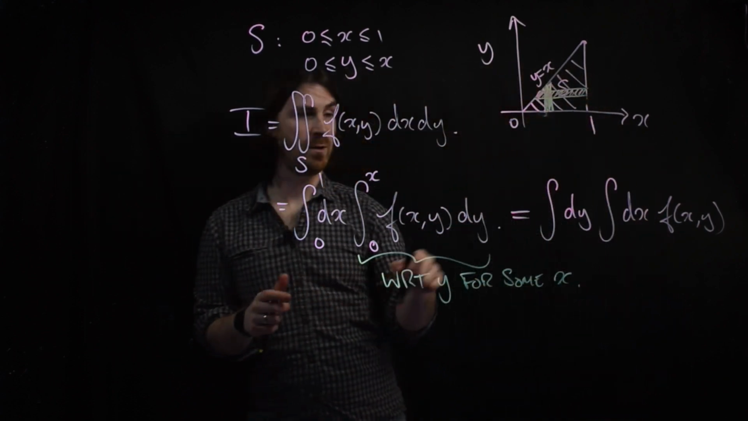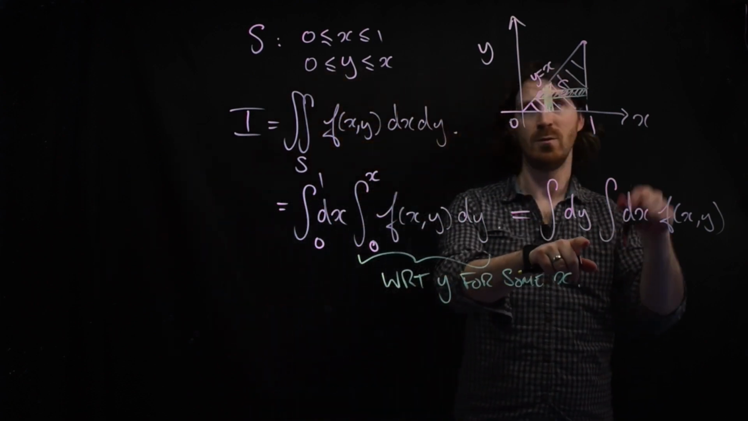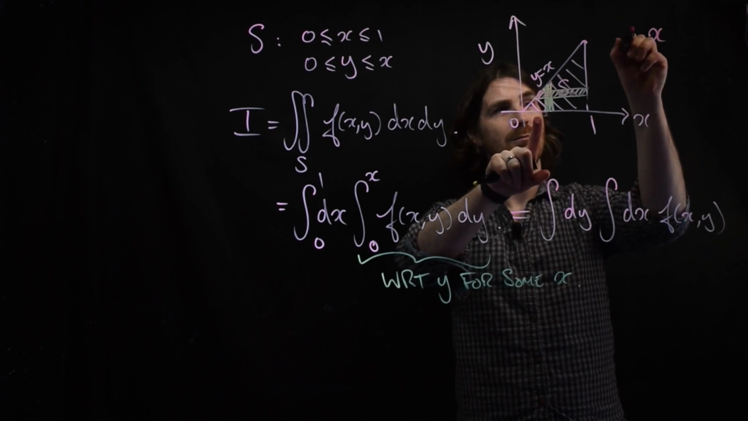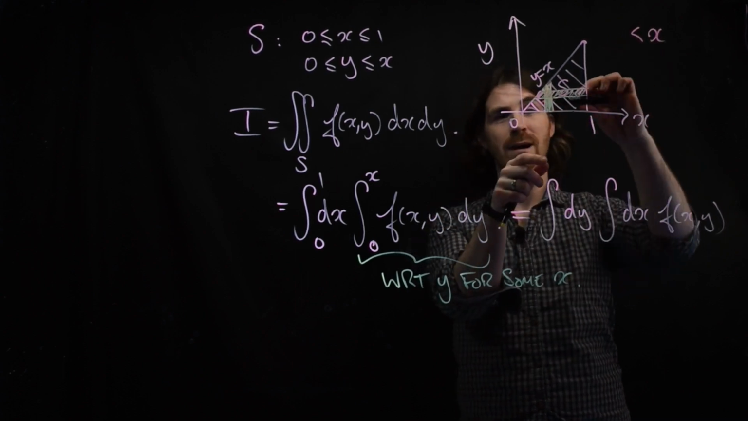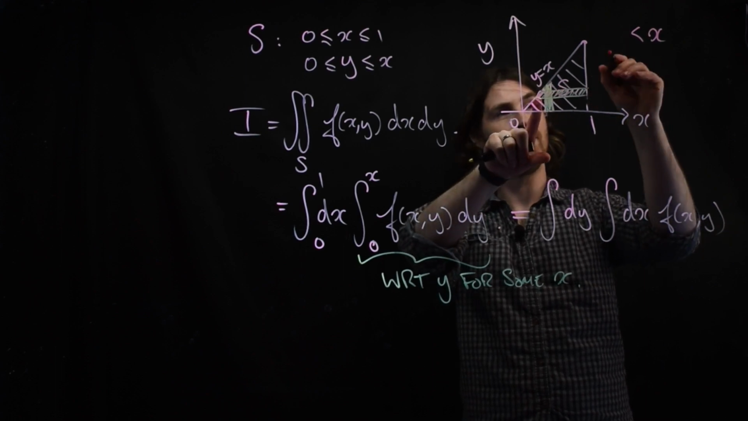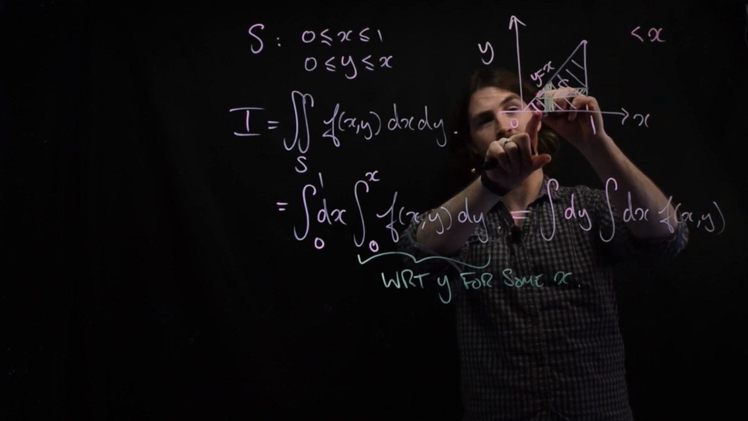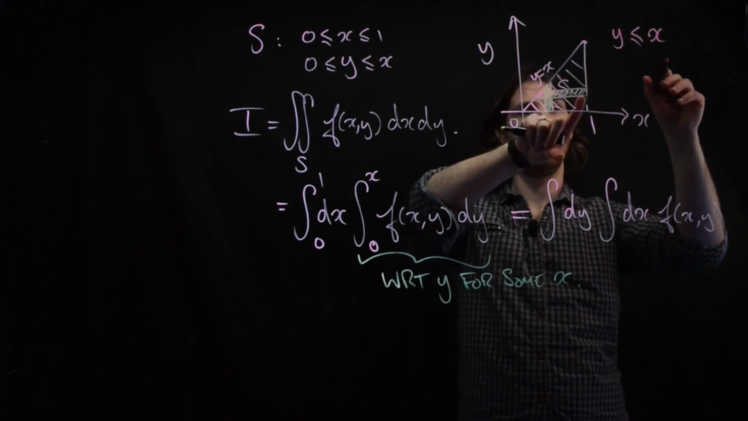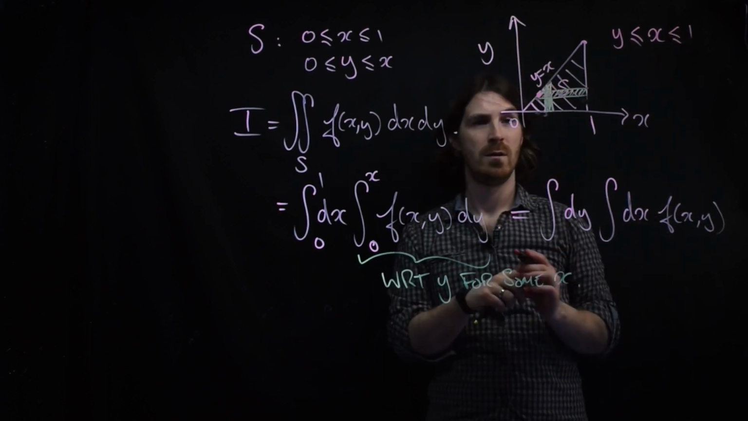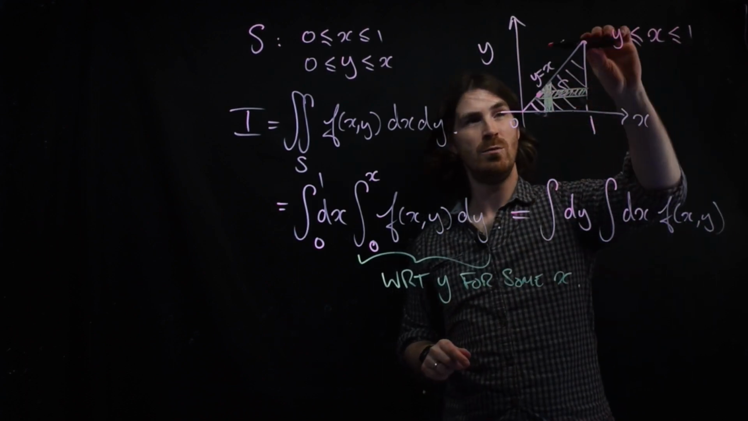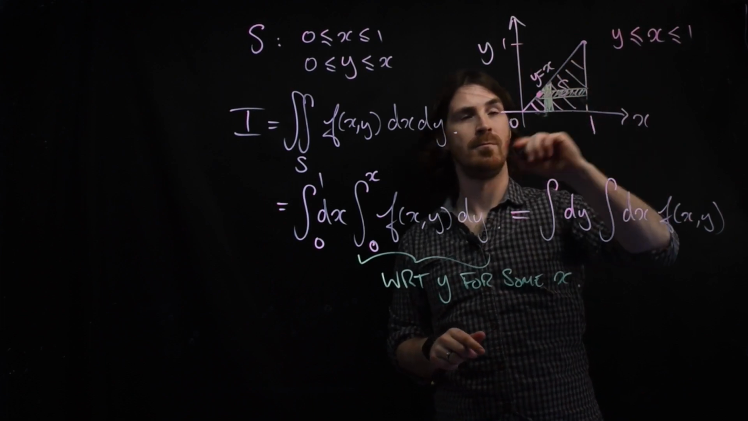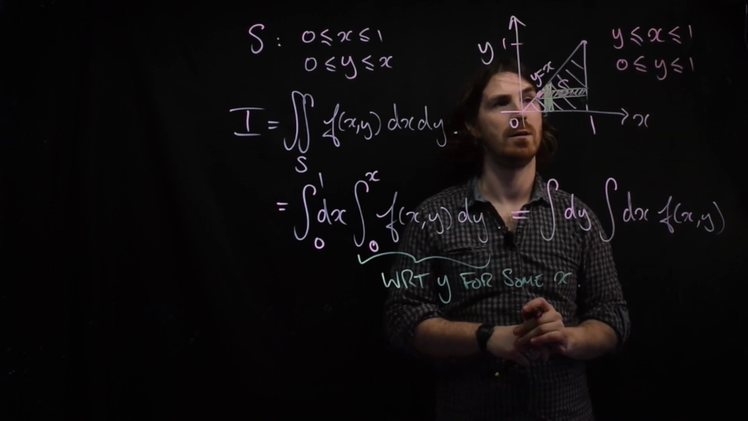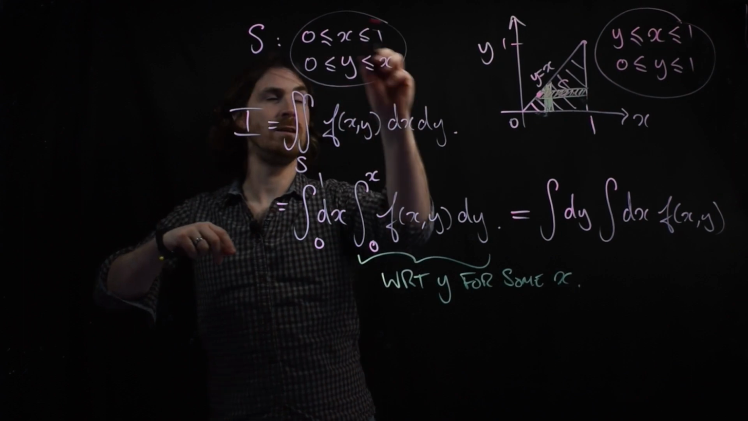In this case, we need to rewrite our limits. So x goes between, the lowest bound of x for any value of y is y. If we're at this height, then this is our starting point for x, which is y. And the end point is 1. And y can go between 0 and 1. y equals x. So these both define the same triangular region.